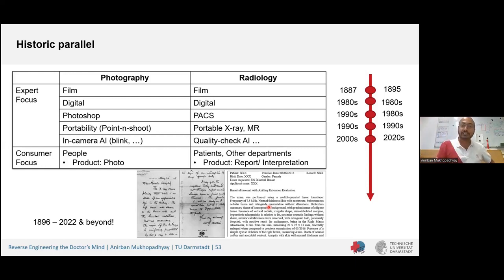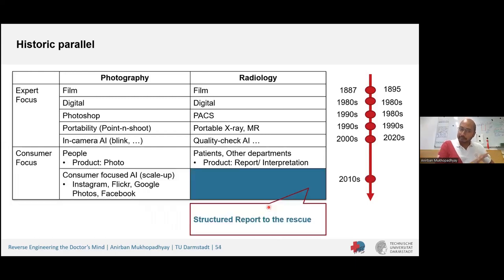Now, if we are really talking about consumer-focused AI in photography, that's completely changed how we consume photographs. You can talk about Instagram, Flickr, Google Photos, Facebook. We completely have a different understanding of how to consume photos. But we really don't have an equivalent thing for radiology. And that basically means we end up with these unstructured reports, which are extremely difficult to interpret for a computer. All of you who work with natural language processing for these reports would agree with me that you cannot infer many things from these reports without getting the particular types of supervision, the feedback that you need to continually train your neural networks.